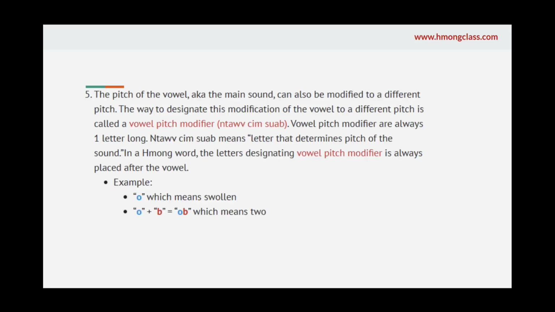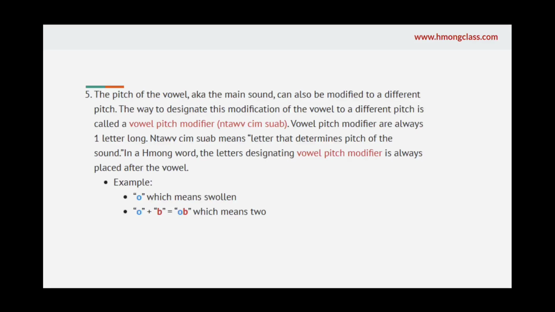The rule number 5, the pitch of the vowel, aka main sound, can also be modified to a different pitch. Okay? The way to designate this modification of the vowel to a different pitch is called a vowel pitch modifier. In Hmong, it's shuo. Vowel pitch modifiers are always 1 letter long, which I had just showed you on that diagram earlier. shuo means letter that determines pitch of the sound.